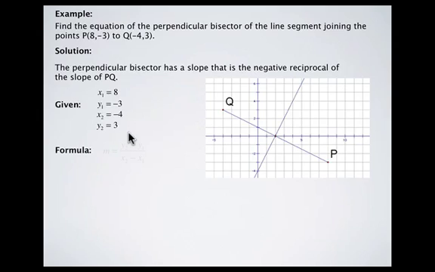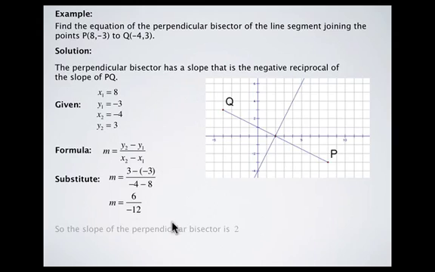To find the slope of PQ, we use the slope formula, and when we substitute in, we end up with 3 minus -3 over -4 minus 8. 3 minus -3 is 6, and -4 minus 8 is -12. We reduce, and we know that this is -1/2. Our slope is -1/2. So our perpendicular bisector's slope is the negative reciprocal of -1/2, which is 2/1.